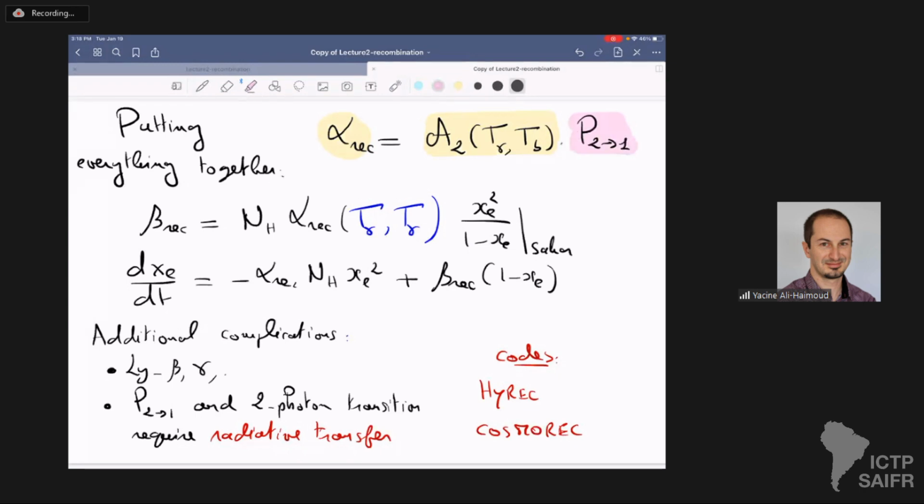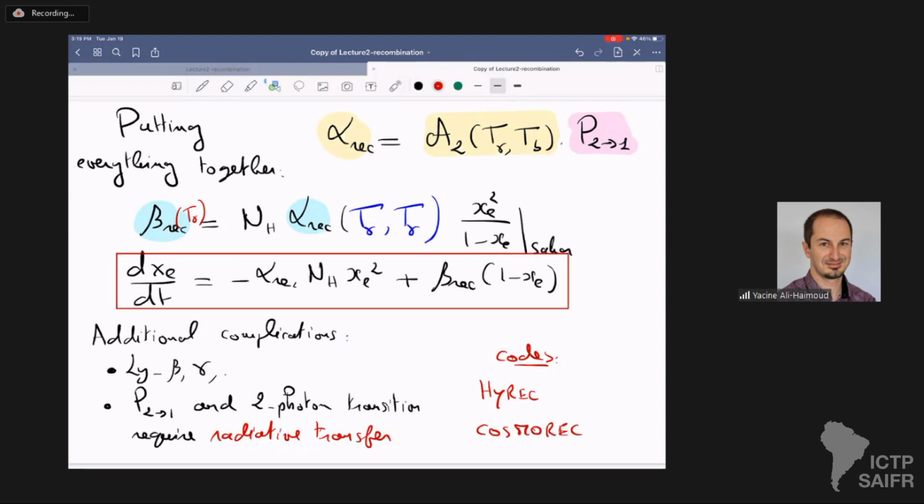And that tells me the effective rate of making ground state hydrogen. Just like before, the photoionization rate can be related to the recombination rate at the same temperature, because this depends on photon temperature, through this detailed balance argument. And so again, now putting it together, we are back to this equation which I wrote initially. But now I told you what goes into computing these coefficients alpha and beta.